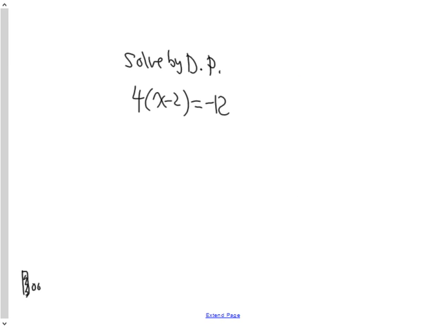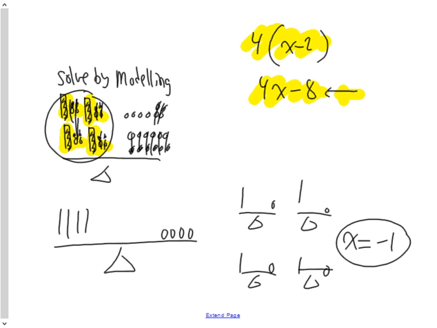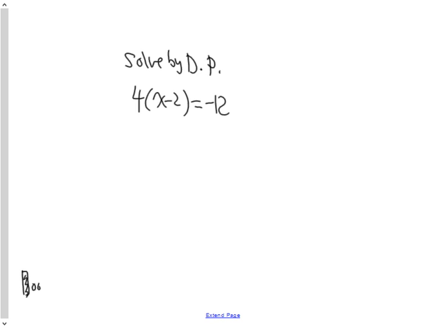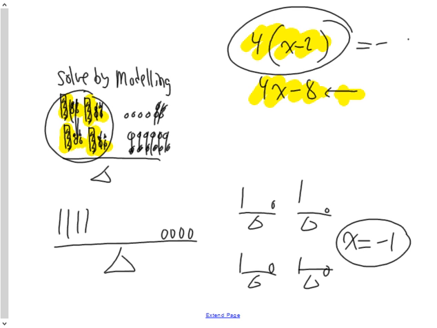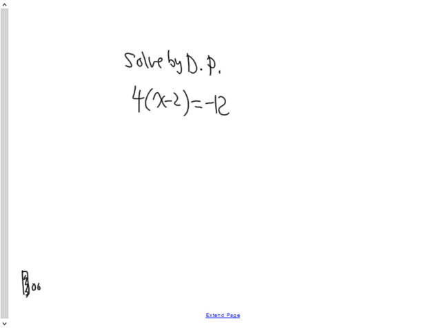The next question says solve using distributive property. So again, we have the exact same question. If I go back here, there it is, equals negative, what was it? I can't remember the question. Negative 12. Equals negative 12. And it's the exact same question we just drew, except now we're going to solve it using distributive property.